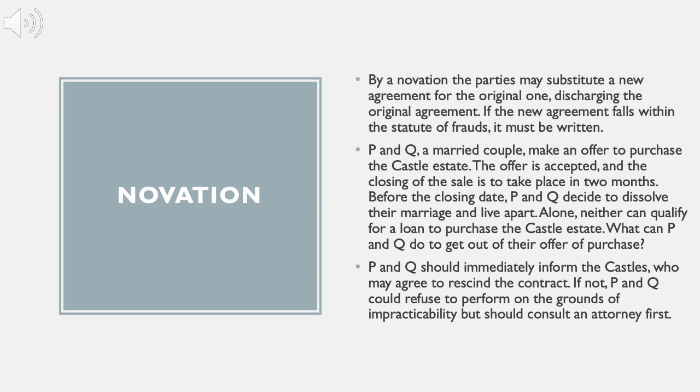P and Q, a married couple, make an offer to purchase the Castle estate. The offer is accepted, and the closing of the sale is to take place in 2 months. Before the closing date, P and Q decide to dissolve their marriage and live apart. Neither can qualify for a loan to purchase the Castle estate. What can P and Q do to get out of their offer of purchase? P and Q should immediately inform the Castles, who may agree to rescind the contract. If not, P and Q could refuse to perform on the grounds of impracticability, but should consult an attorney first.